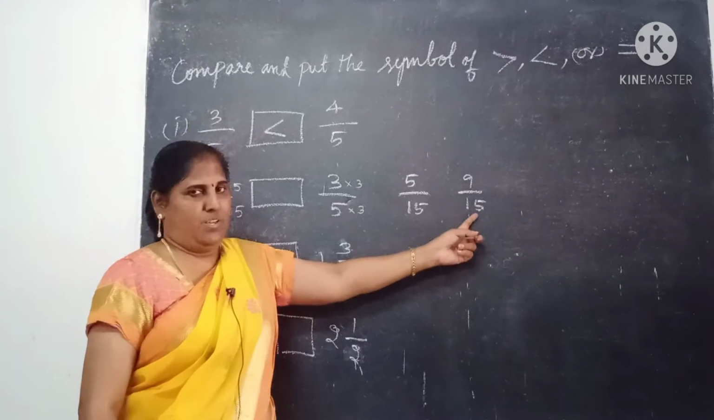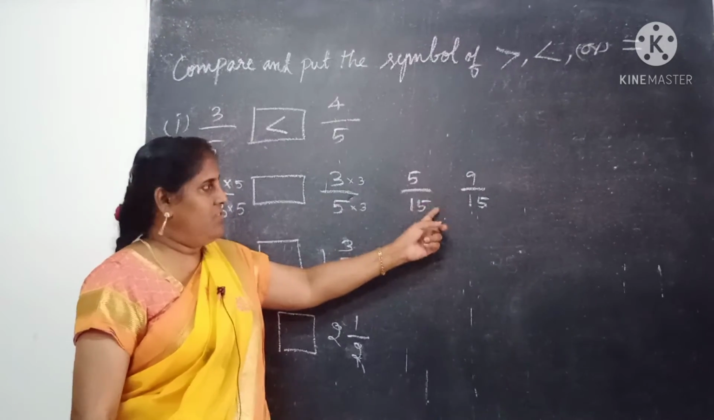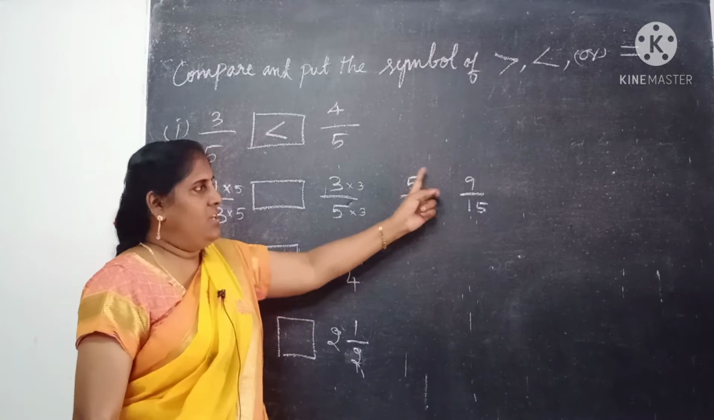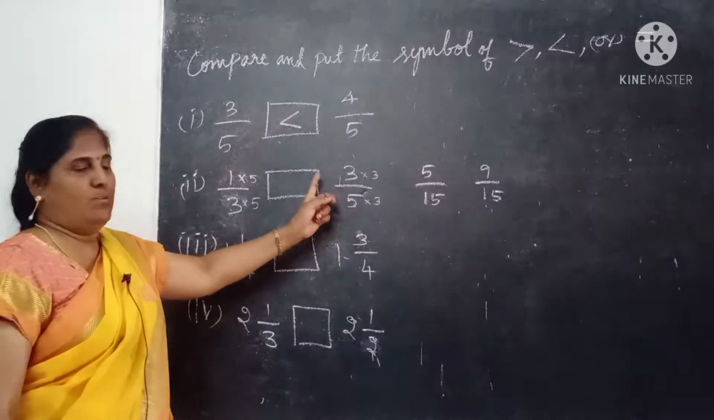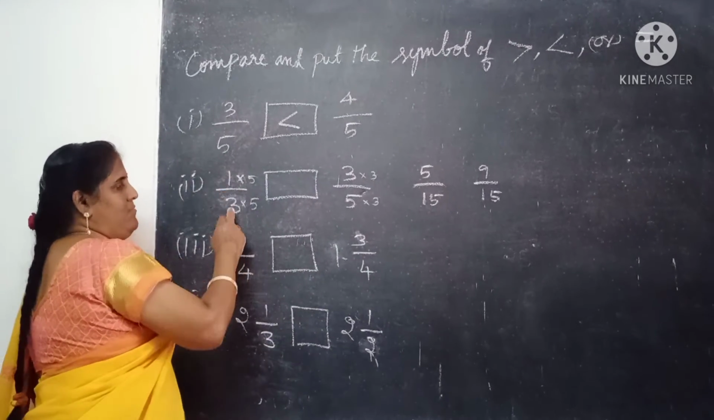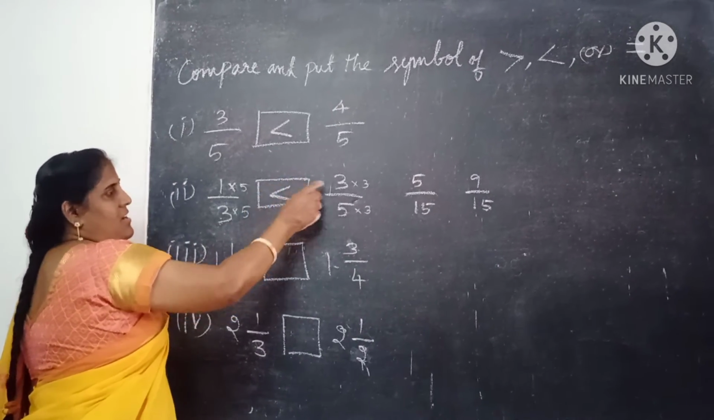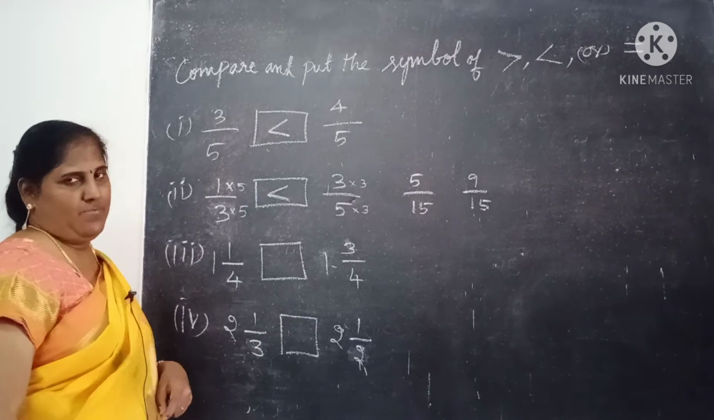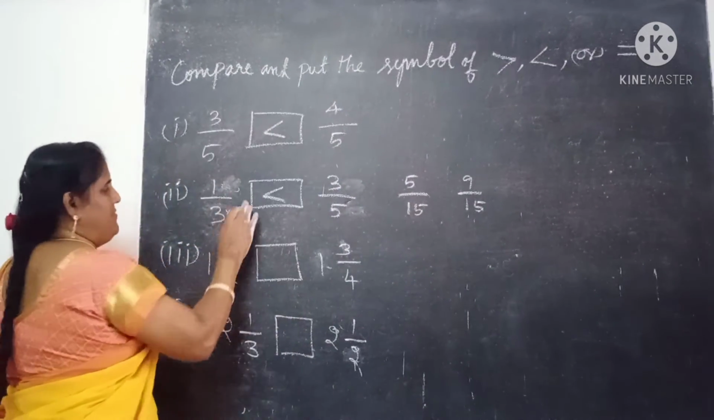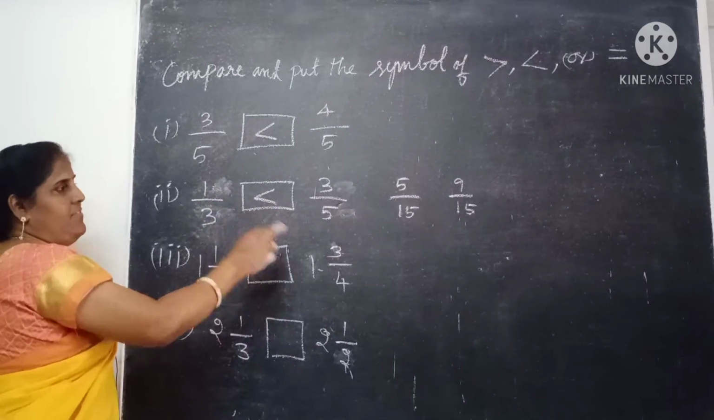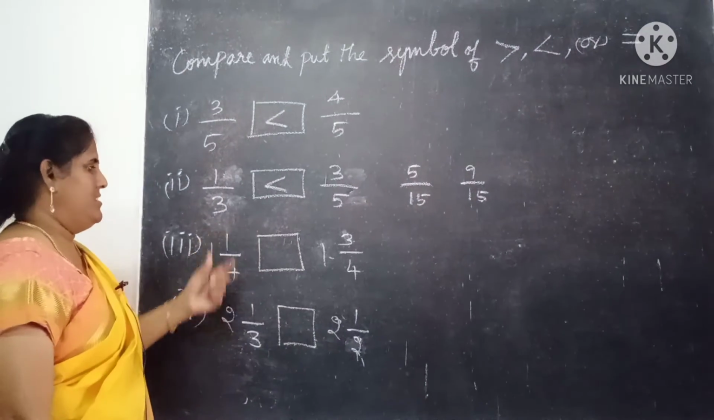Now the denominators are the same, so they are like fractions. Now you compare the numerators. Which one is greater? 9 by 15 is greater. It means this number is greater. So 1 by 3 is less than 3 by 5. Okay, 3 by 5 is the greater one. First you convert, then after that you put the symbol and write it.